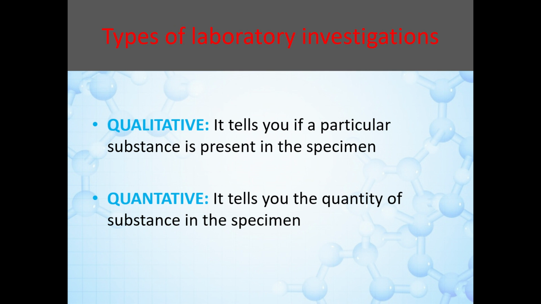Now there are two types of lab investigations. There are qualitative and quantitative. The qualitative tells you if a particular substance is present in the specimen. For example, we test a pregnant female's urine for a urine pregnancy test. So what will we do? We send the urine sample to know the levels of beta HCG. In a pregnant female, the beta HCG levels are very high.